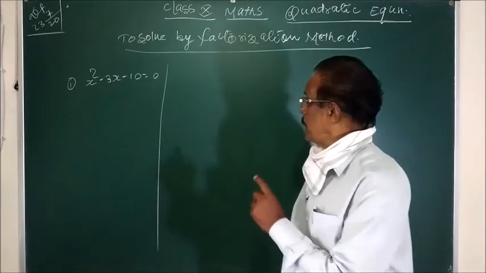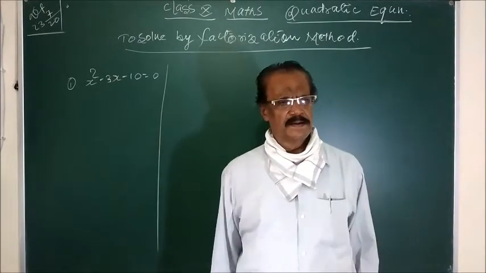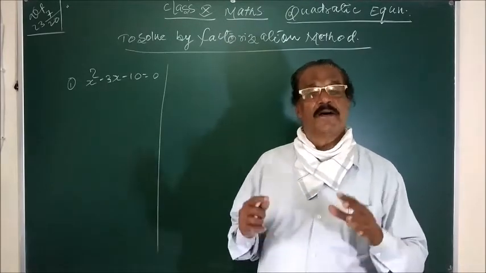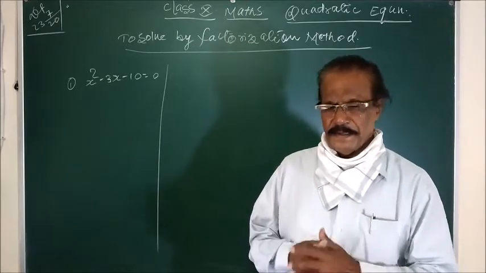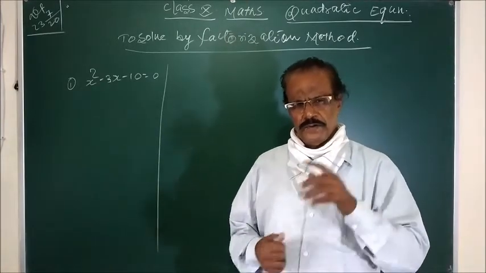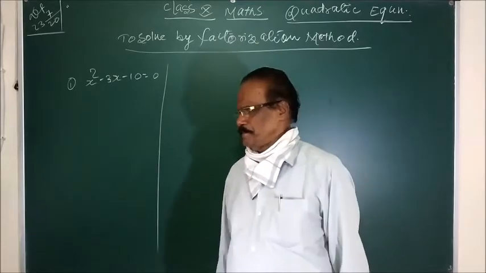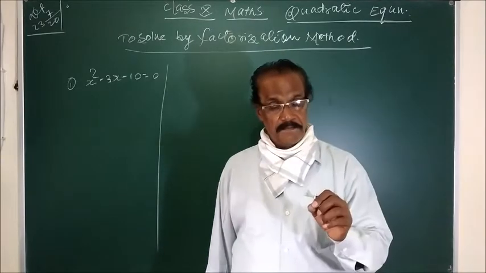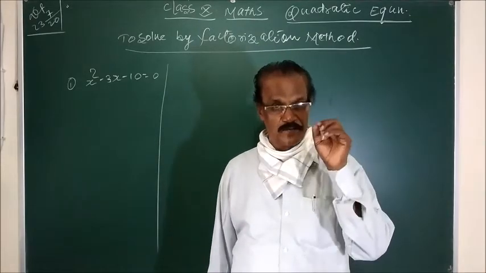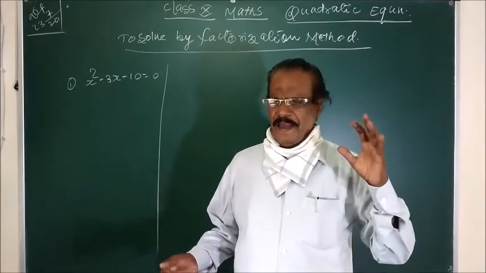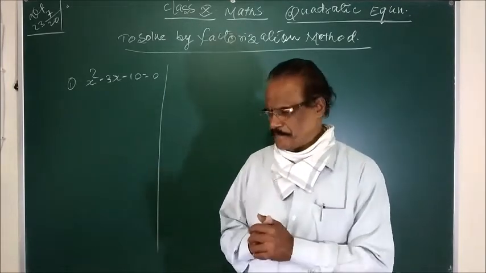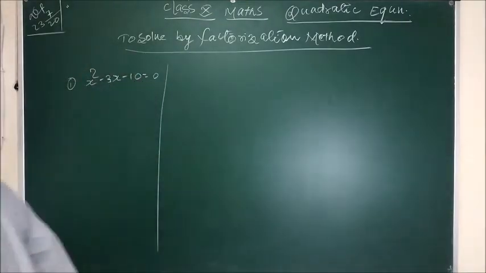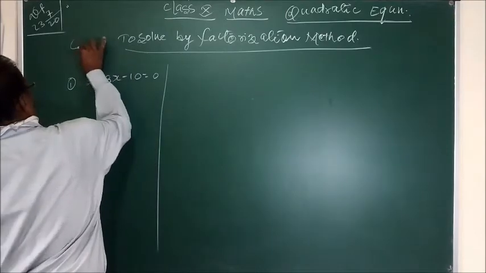But these are the methods: factorization method, completing the square, and quadratic formula method. These are the three methods to solve a quadratic equation. Today, we are going to explain how you solve a quadratic equation by factorization. You see, this is question number 1, Exercise 4.2. Solve the equation.